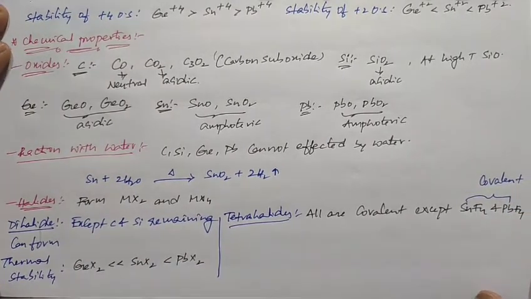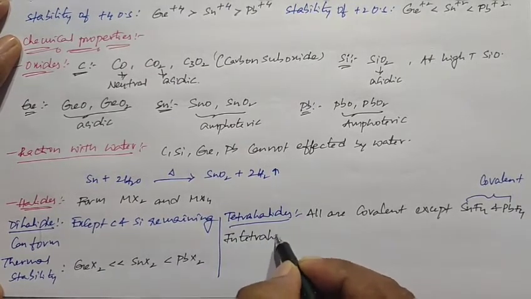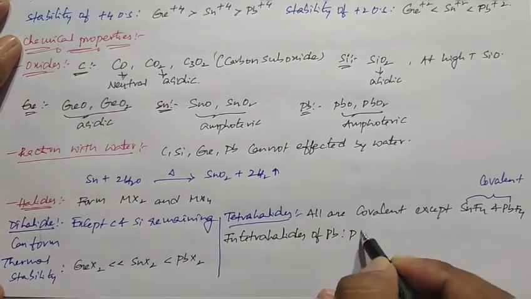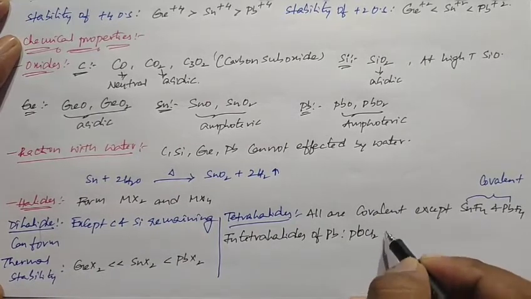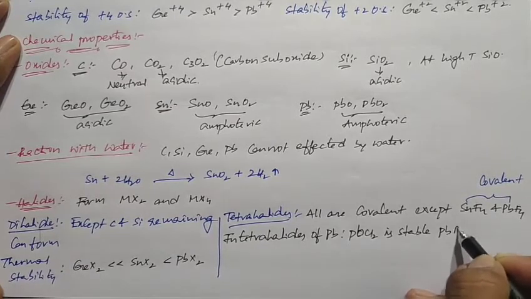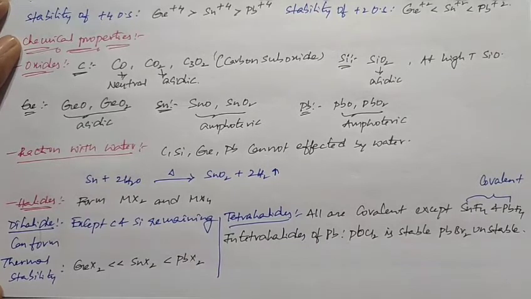Okay, and next are the tetrahalides of lead. In the tetrahalides of lead, PbCl4 is stable, PbBr4 is unstable, and PbI4 cannot exist.